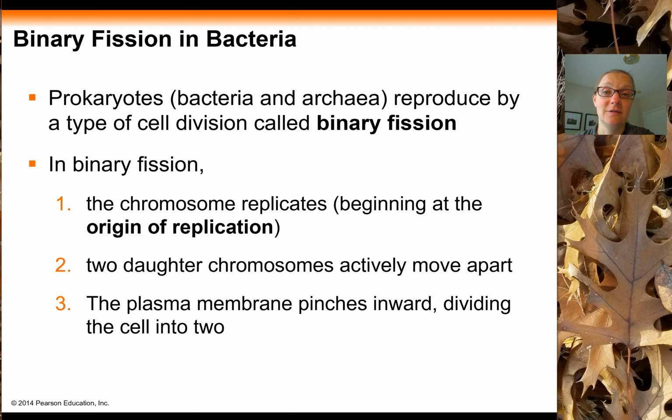And lucky for us, binary fission is simple, and there's not nearly as many processes as what you have in mitosis. It's literally 3 steps. So the first thing the cell needs to do, just like eukaryotic cells, is to replicate its chromosome. This starts at what is called the origin of replication. This is essentially just a sequence of DNA nucleotides that says, start replicating me here, and the cell will start. As the chromosomes are being replicated, they actively move apart to opposite poles of the cell. And once the chromosome is finished being replicated and has moved to opposite poles, then the plasma membrane is just going to pinch inward and divide the cell into 2.